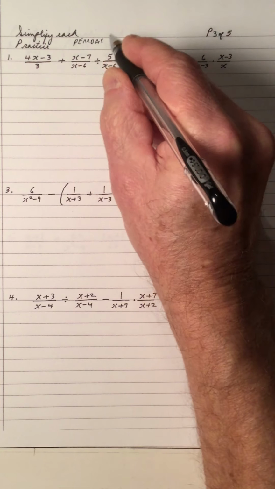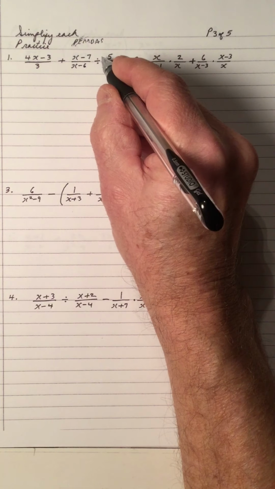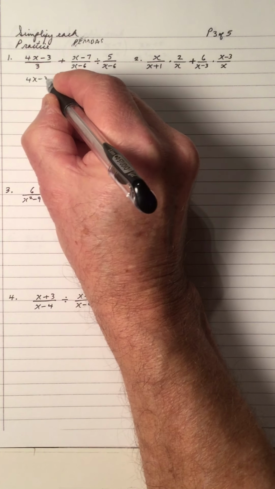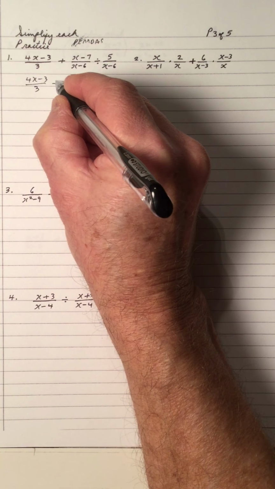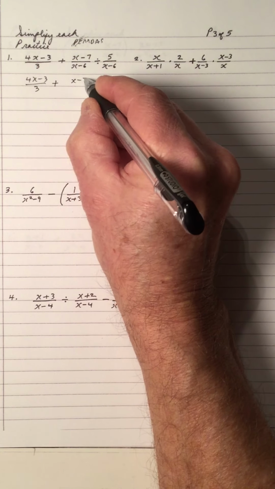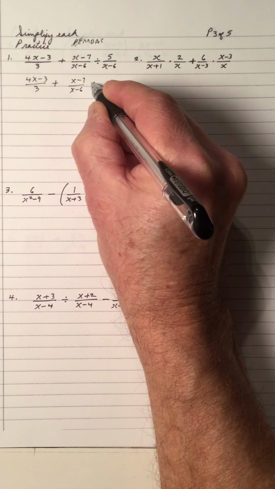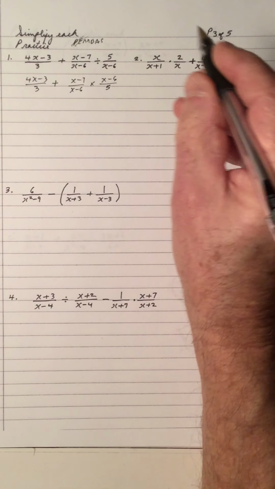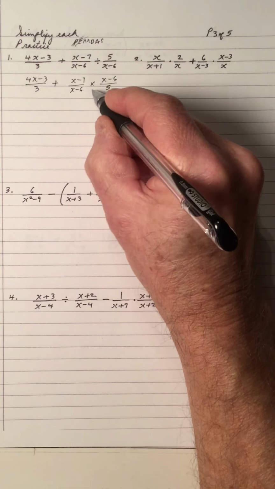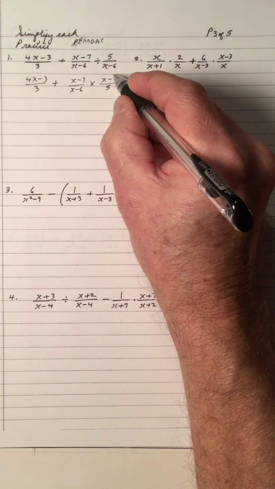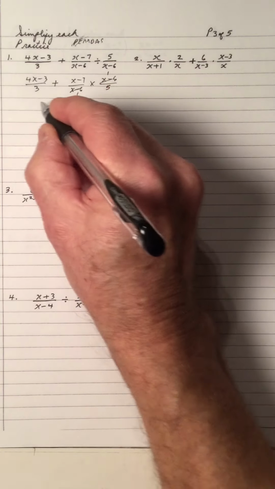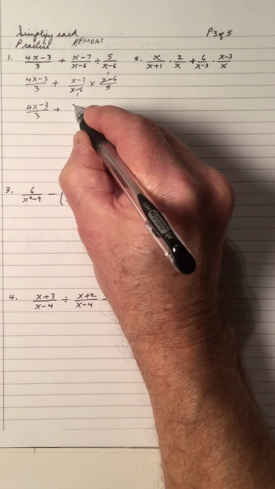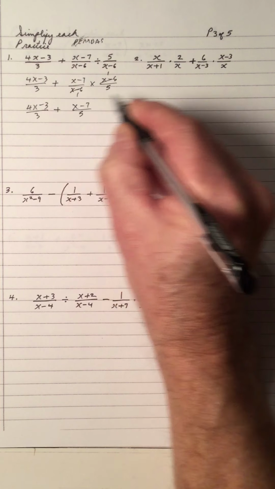P-E-M-D-A-S. No brackets to do, no exponents to do. I have to do multiplication, division, so I have to divide. So when I divide fractions, I multiply by the reciprocal. So that's multiplied by x minus 6 over 5. So division becomes a multiplication. Because I'm multiplying fractions, I cancel. So x minus 6 cancels. So I get 4x minus 3 over 3. Add on x minus 7 over 5.